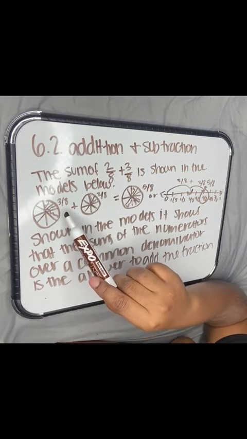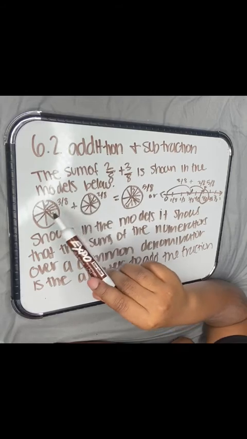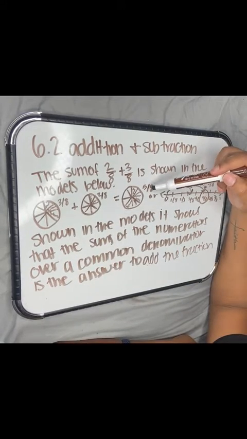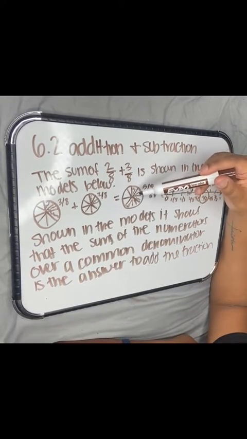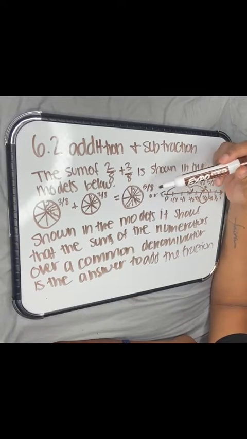So when you add 3 plus 2, you get 5. Knowing that they're both out of 8, you get 5 eighths. So here you have 5 pieces shaded in, out of a total of 8.